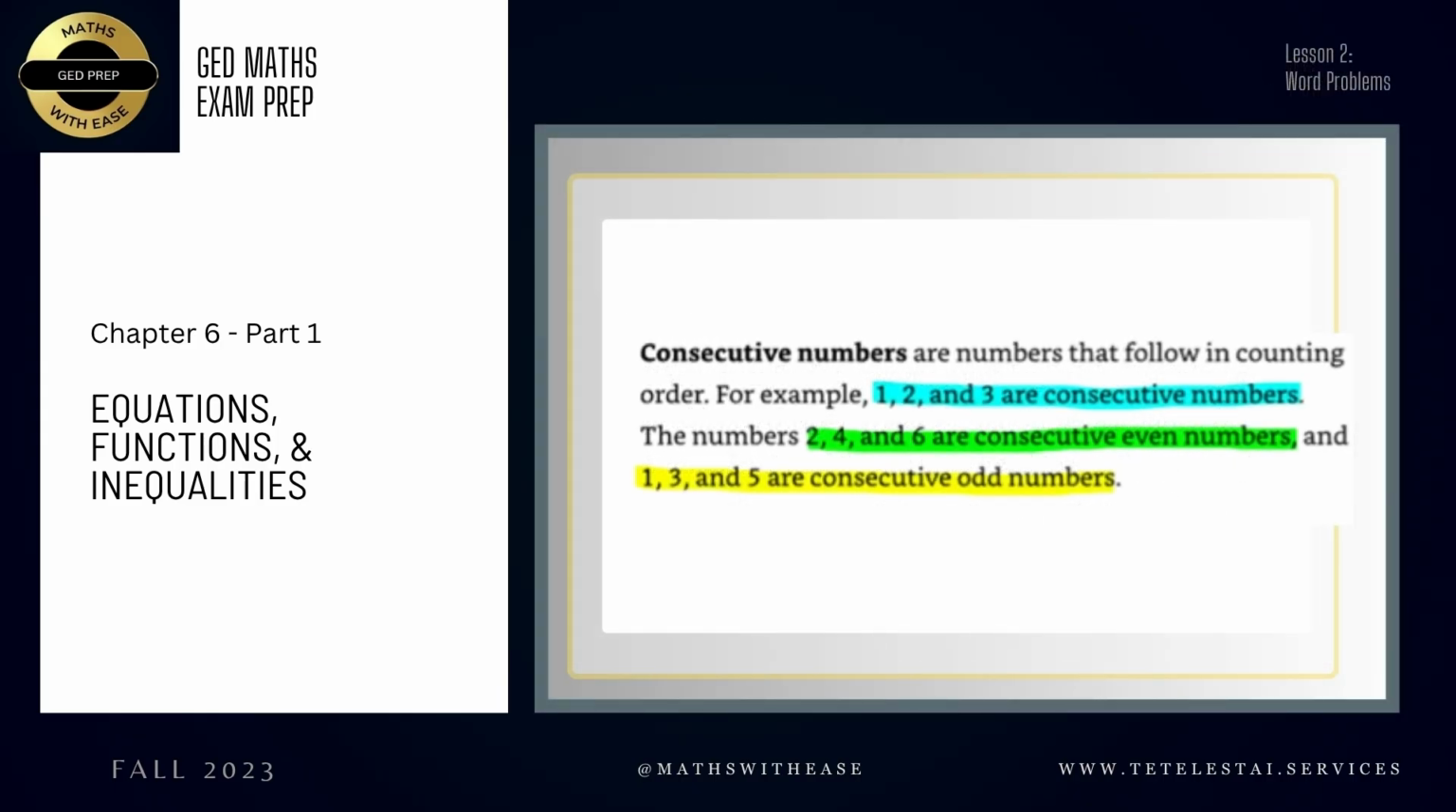On to the concept of consecutive numbers. Consecutive numbers are numbers that follow in counting order. So for example, 1, 2, and 3 are consecutive numbers. The numbers 2, 4, and 6 are consecutive even numbers. And the numbers 1, 3, and 5 are consecutive odd numbers.